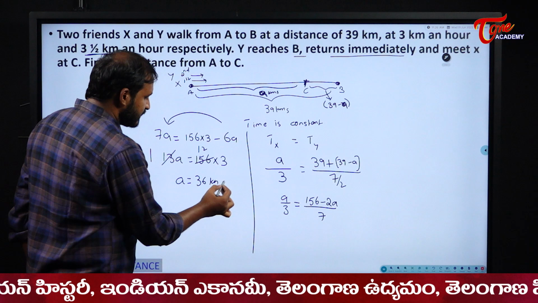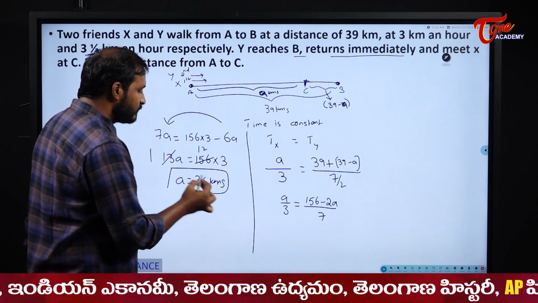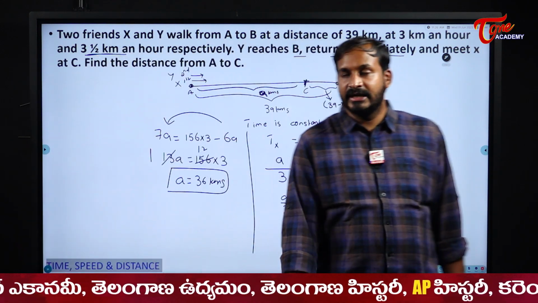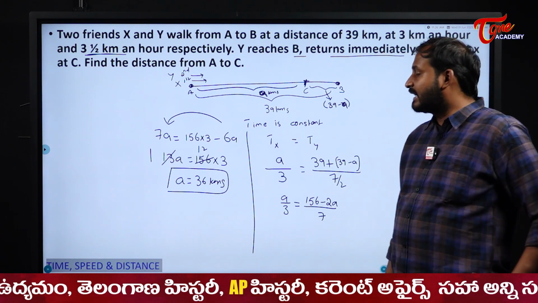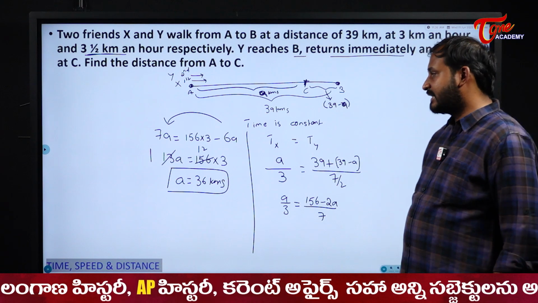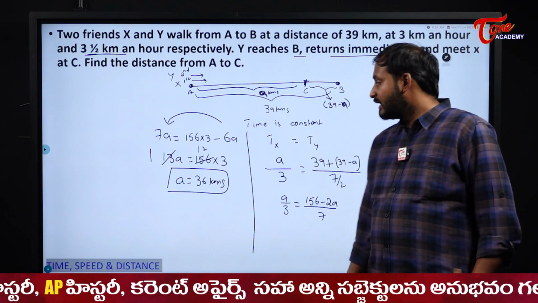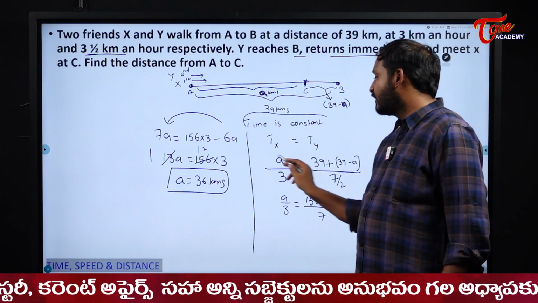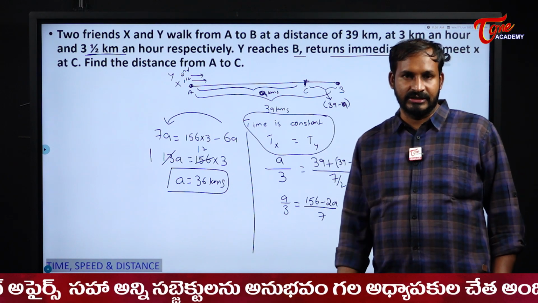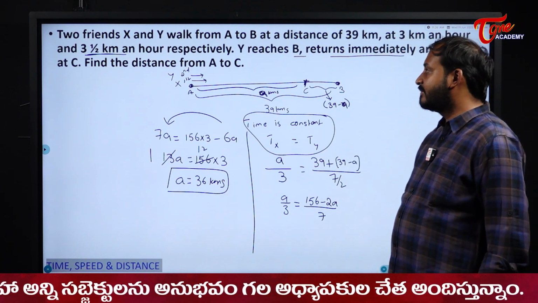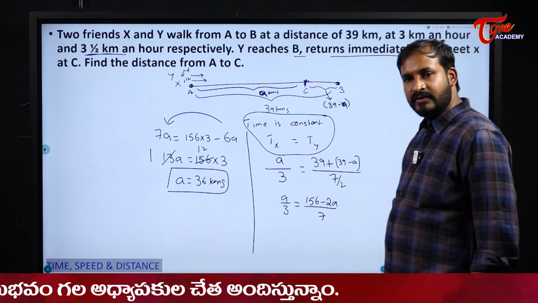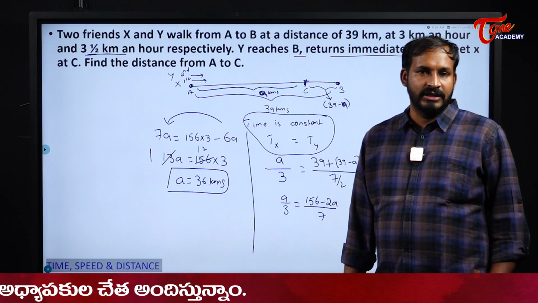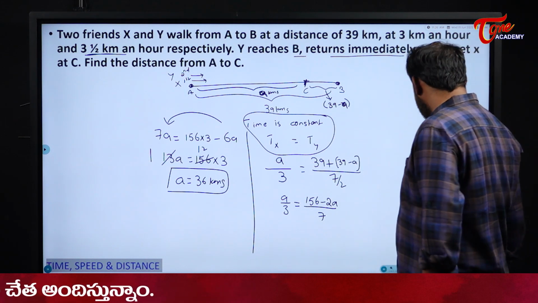36 kilometers. That means the distance between A and C is 36 kilometers. Understood? Here we are taking the concept of time constant. In the same time, what is the distance covered by X and what is the distance covered by Y? We have taken that, and based on that we solved the remaining things. Okay. Next one.